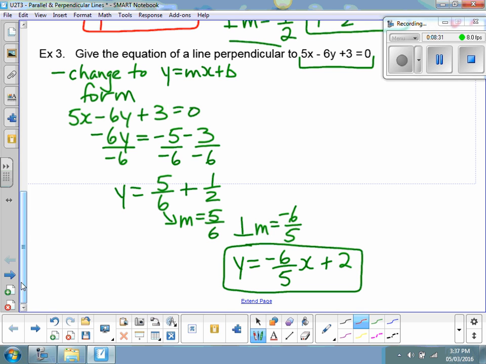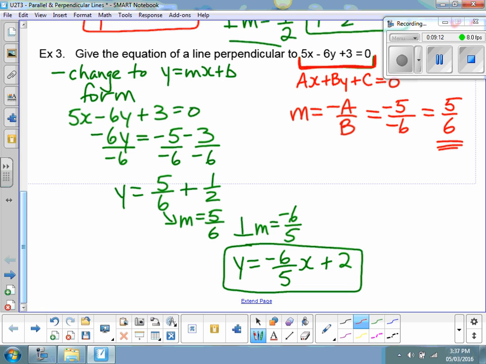Now I do want to show you a little bit of a shortcut to get the slope and the y-intercept from an equation that's in standard form. So we know that standard form is ax plus by plus c equals 0. We can actually calculate the slope by using the equation minus a over b. So if we do that for this equation, a is 5, so that's going to be minus 5, over b is minus 6.